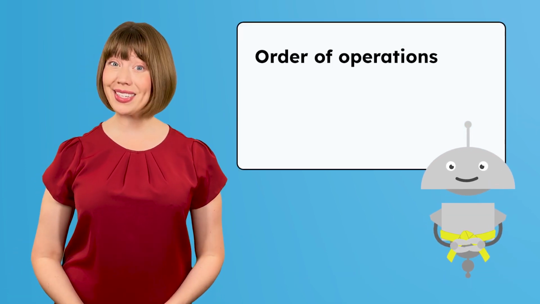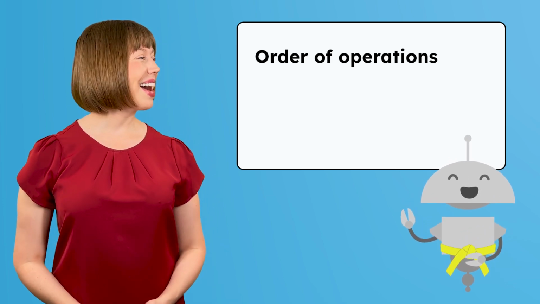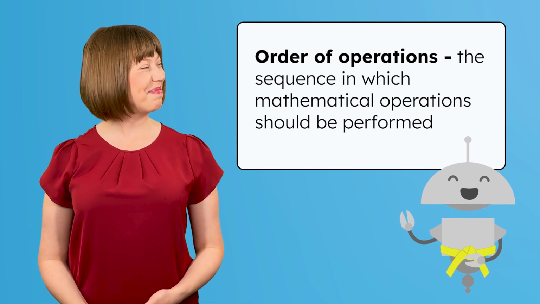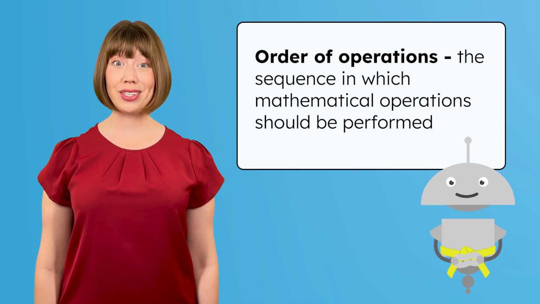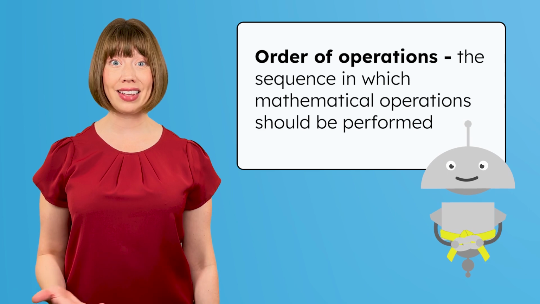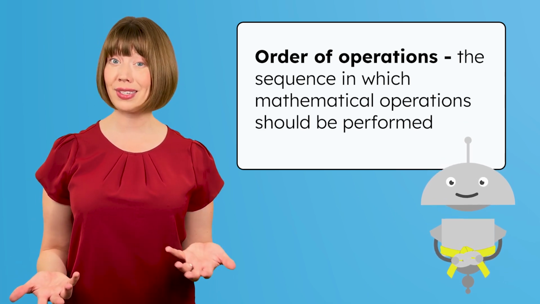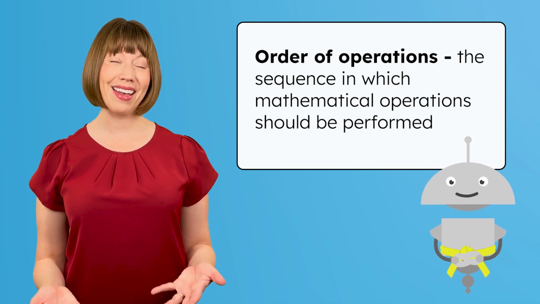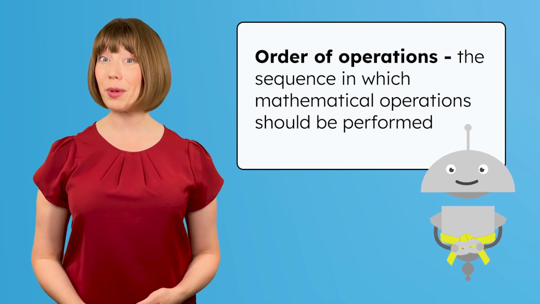We've evaluated multi-step expressions before, but how do we know if we've simplified correctly? Not every expression can be simplified by working from left to right all the way through. We have to use the order of operations. It's a sequence in which mathematical operations should be performed. Without the order of operations, the same expression could be simplified in different ways and lead to different answers. Using a standard order ensures that everyone evaluates expressions the same way, which keeps math consistent and reliable.